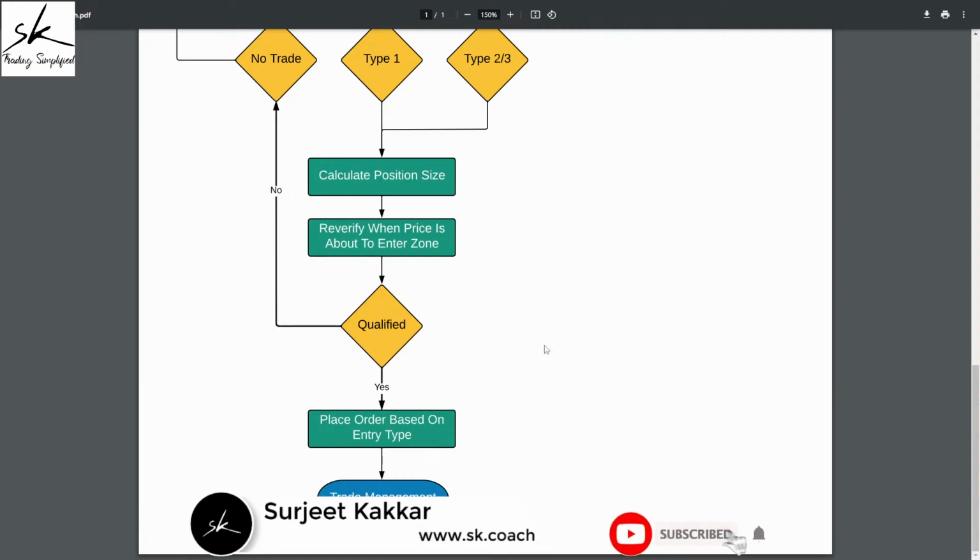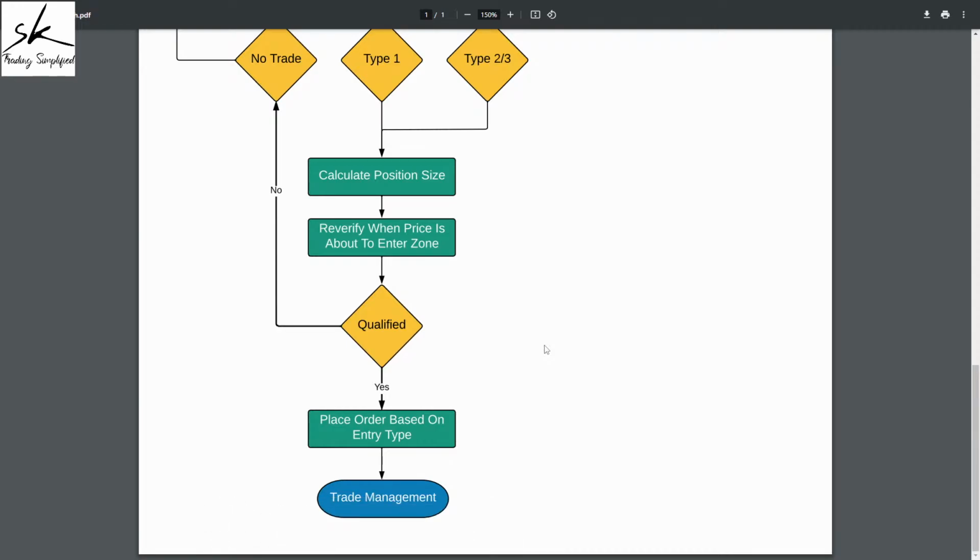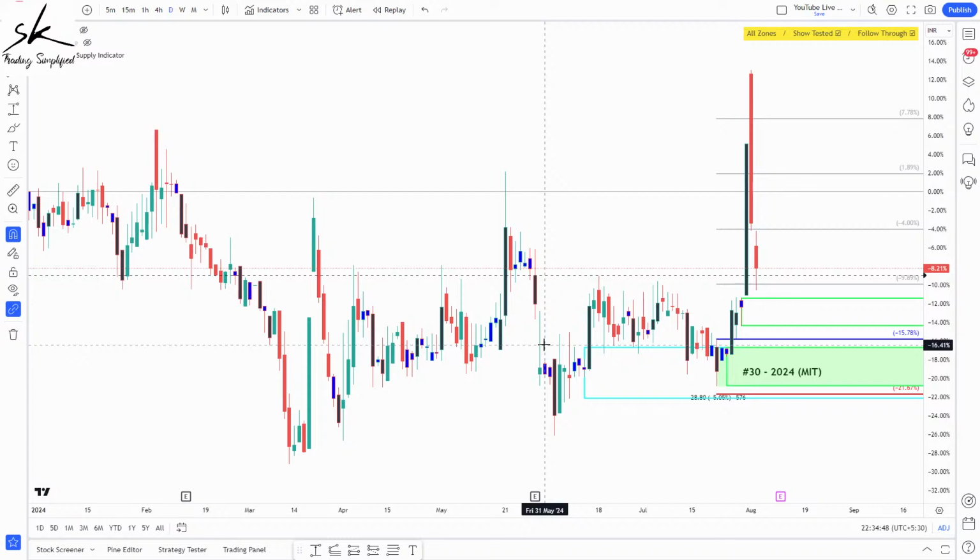Could you please mention the logic behind the explosive candle indicator? See, again, if you talk about the explosive candle indicator, we'll not go into the calculation part of it, but the explosive move basically implies any candle which is much bigger than the average candle size. That is what we call an explosive move. Now, why do we look at these explosive moves?